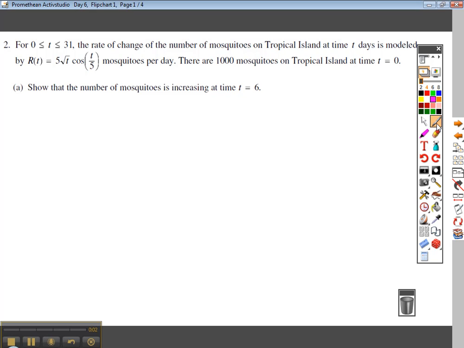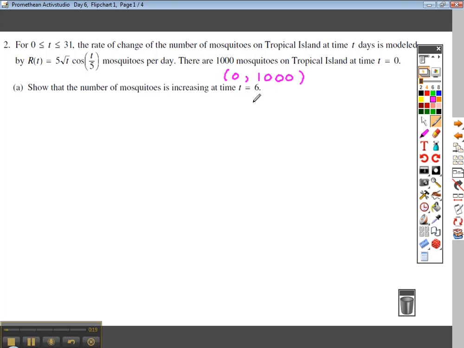In this problem, we're given a rate of change for the number of mosquitoes on a tropical island, and here's the equation for the rate of change, mosquitoes per day. So that's really a rate or a derivative, and assume this is an initial condition: at t equals 0, there are 1,000 mosquitoes. It says show that the number of mosquitoes is increasing.